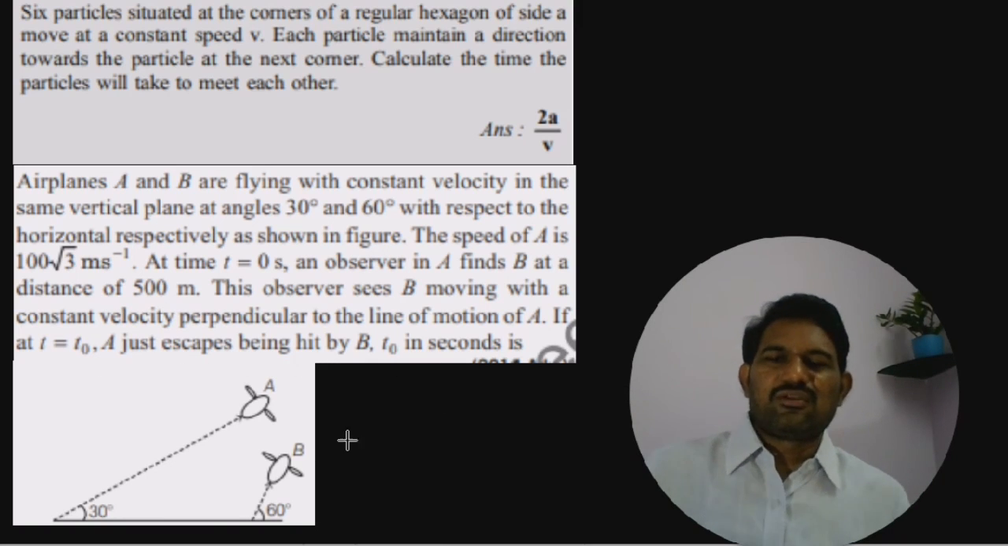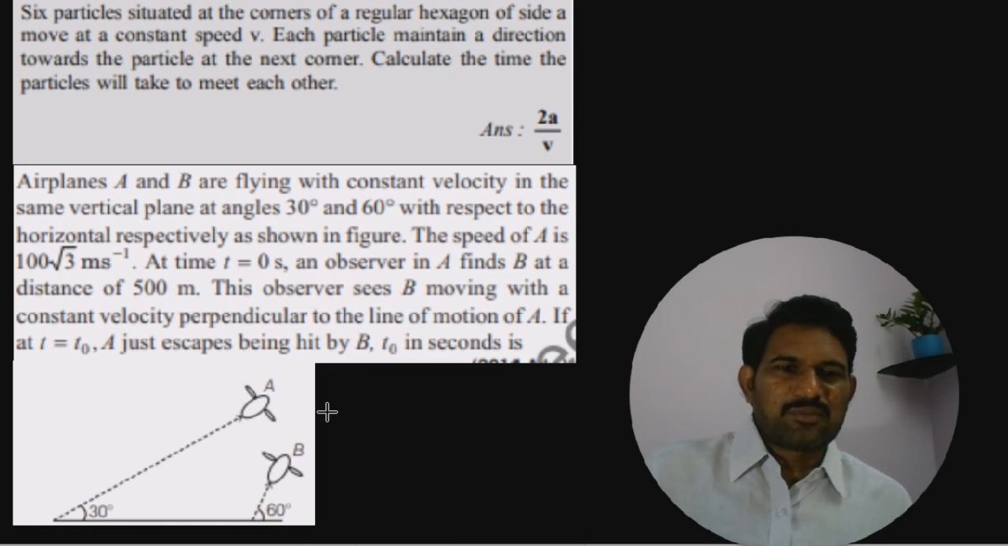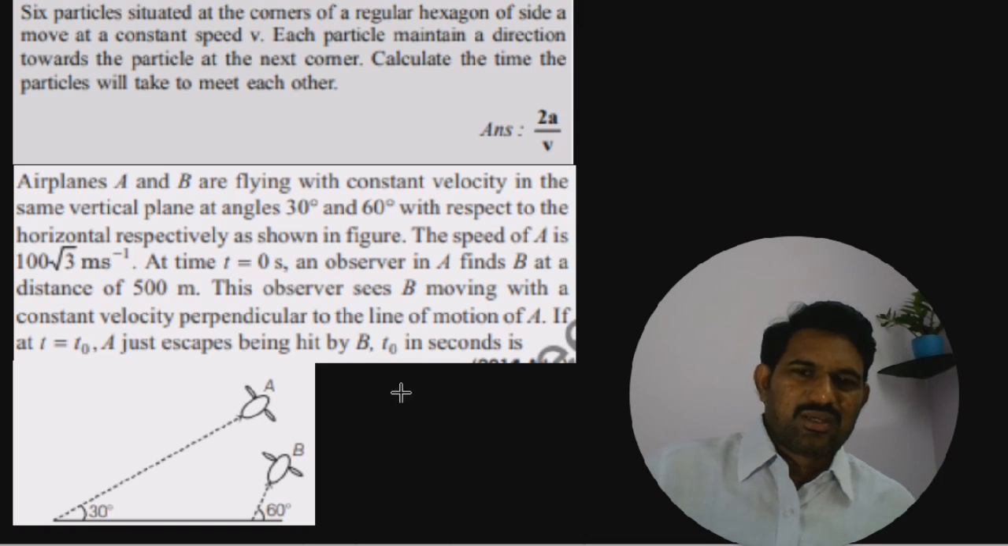This is actually a previous Advanced question only. I think it was given in 2014. So try to solve this problem by using relative velocity. I hope you can solve this problem, right?